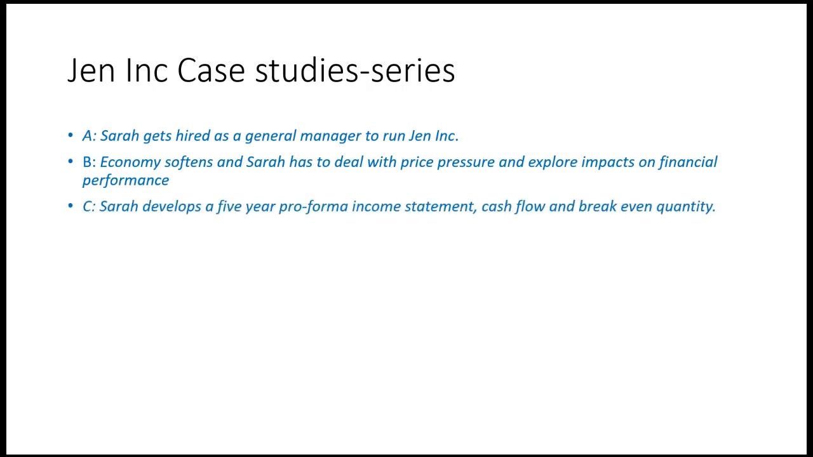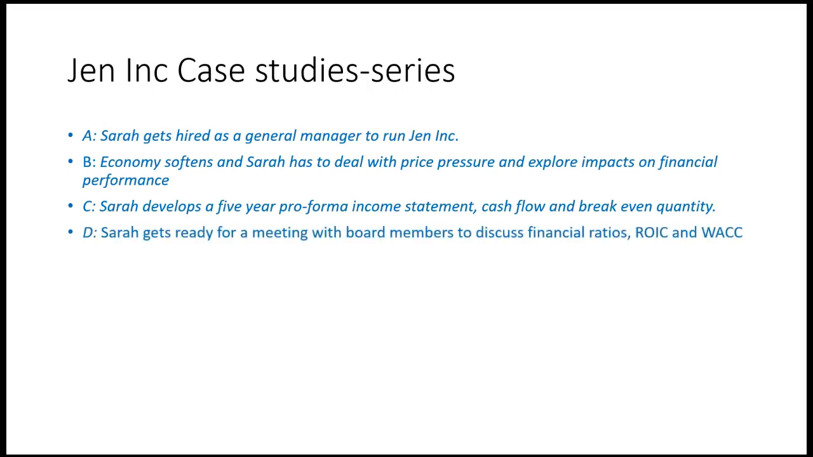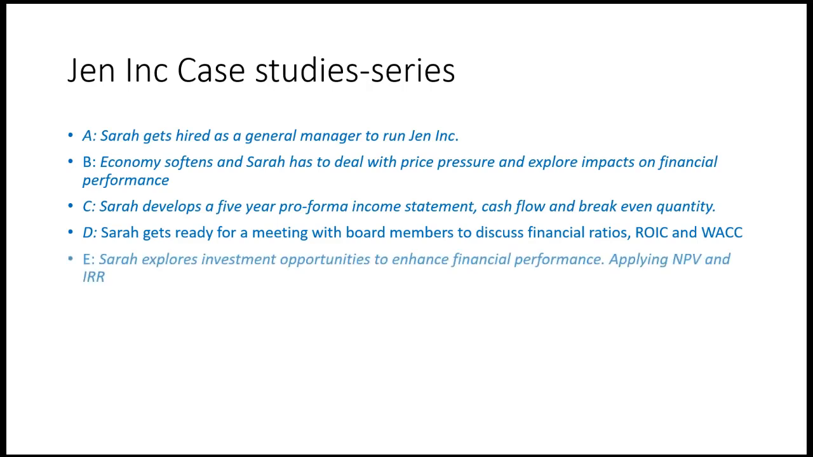In part C, we went beyond looking at income statement for just 1 year and start to do a pro forma, or the forecasting, for 5 years for income statement, cash flow, and break-even quantity. So we learned how to do that. So that was one of the learning outcomes. In part D, Sarah gets ready for a meeting with board members to discuss financial ratios, ROIC, and weighted average cost of capital. So we started to learn about those ratios in that case.